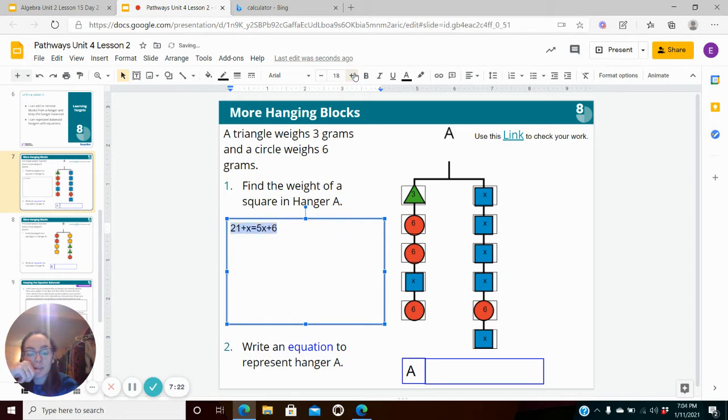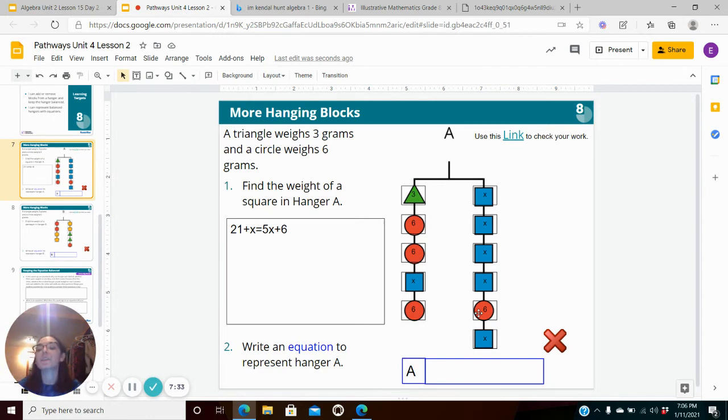Let me make it a little bit bigger so we can see it. We need to find the weight of the square. There are a number of ways that we can go about solving this. If we want to find the weight of one of the squares, we can say, hey, I have a square on one side, one square on the other side. I can cancel one of those out because if I cancel one square from one side and one square from the other side, I'm still maintaining equity. And now I have no squares left on my left side.